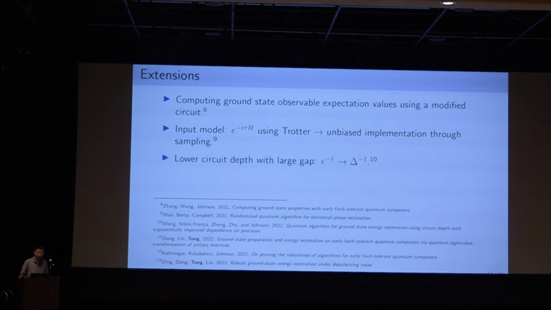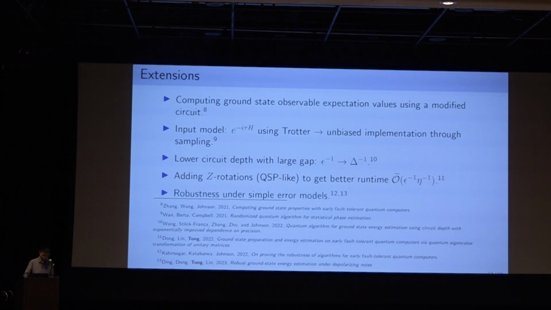And if your Hamiltonian is gapped, you can use that fact to further reduce circuit depths from epsilon inverse to delta inverse, where delta is your spectral gap. And you can also add Z rotations to the control qubit. That gives you something resembling quantum signal processing, and this will give actually a better runtime. And recent people have also studied how the algorithm behaves under some simple error models, and it turns out it's robust under some assumptions.